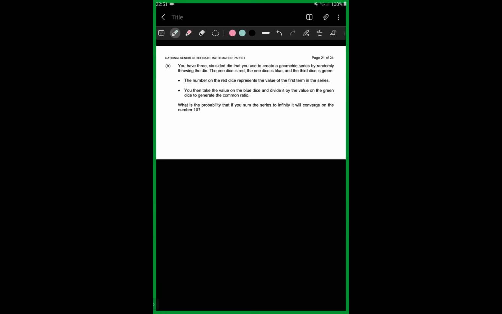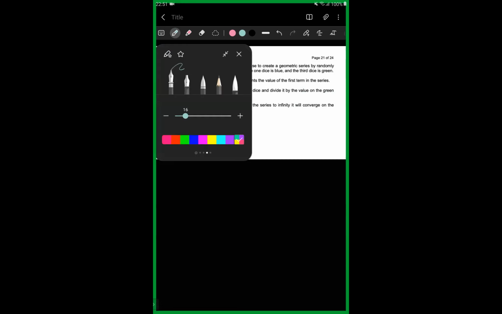So this sequence says the number in the red die represents the value of the first term in the series. Okay, so the number in the red die, we don't know what it is, right? But then it says, you then take the value of the blue die and divide it by the value of the green die to generate the common ratio. What is the probability that if you sum the series to infinity, it will converge on the number 10? This question just seems so crazy, it literally doesn't seem like it makes sense.